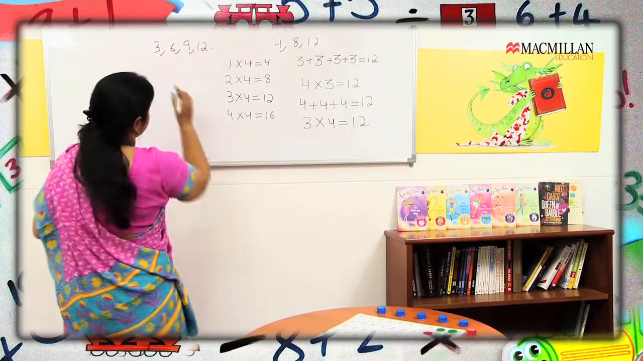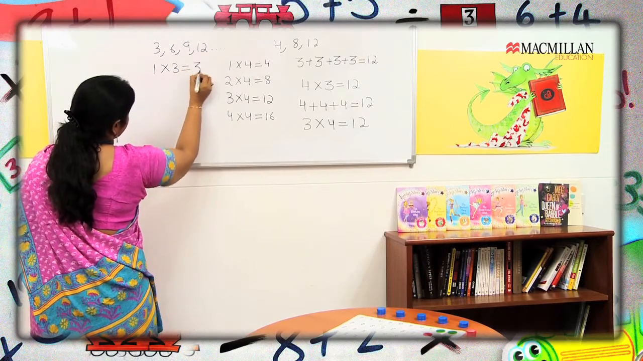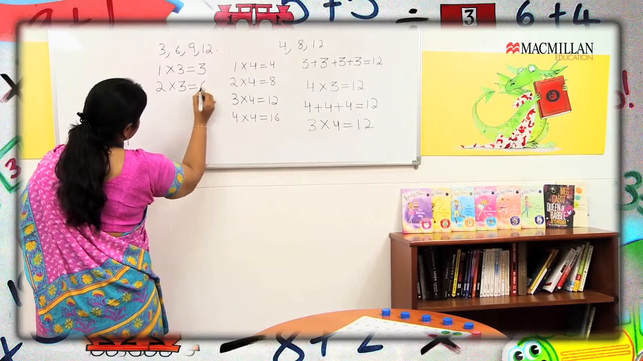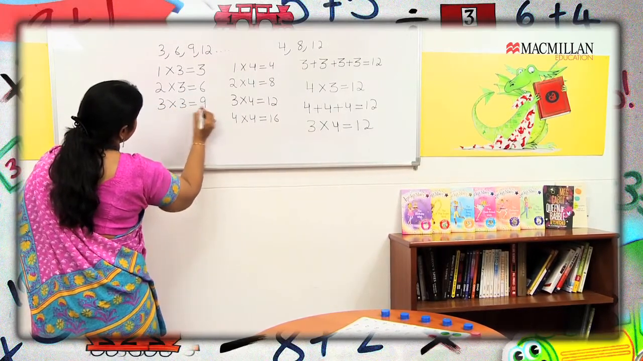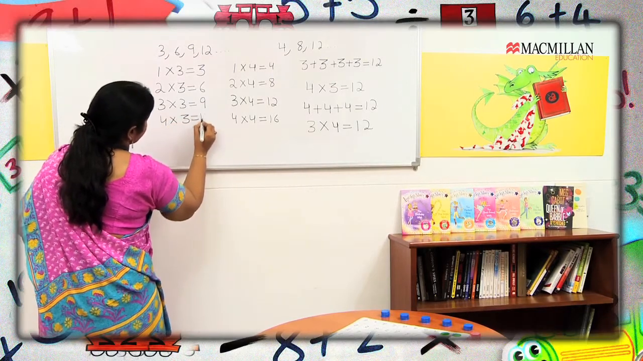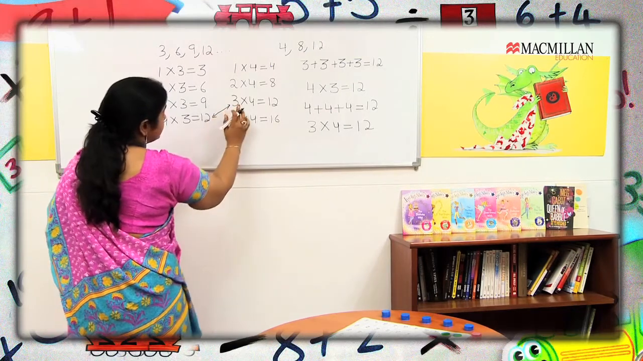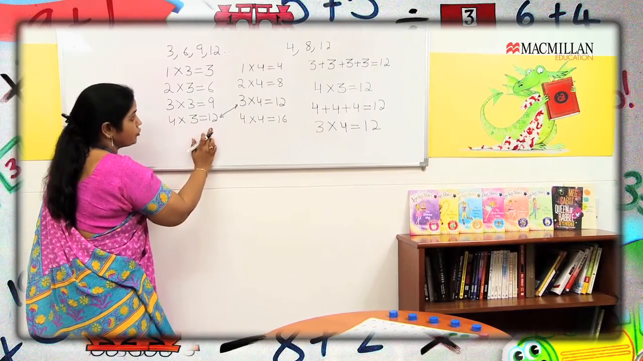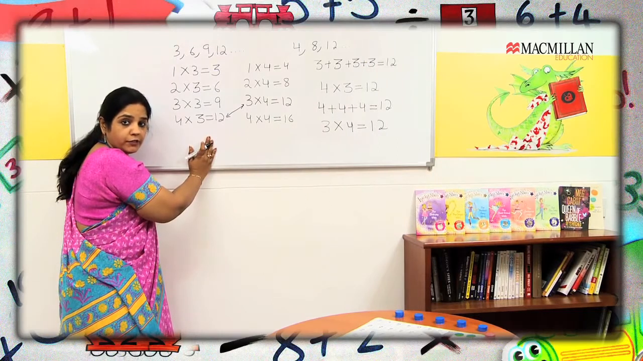So what is that? That is 3 taken one time is 3, 2 times 3 is 6, 3 times 3 is 9, and 4 times 3 is 12. Do you see we again got the same result? 3 4 times was 12, 4 3 times is also 12. So by skip counting also we are able to show our commutative law.